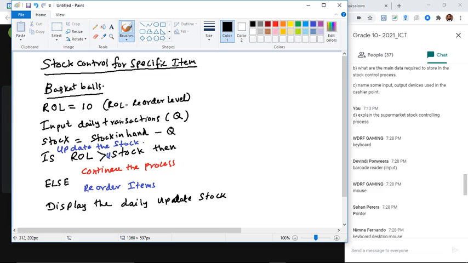Input: daily transactions. How many items were taken? I have taken Q as the daily transactions, the number of basketballs sold. So today a quantity Q was sold. So I have updated the stock: stock in hand decreases by Q.